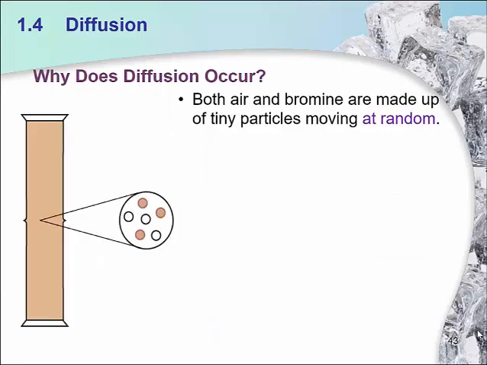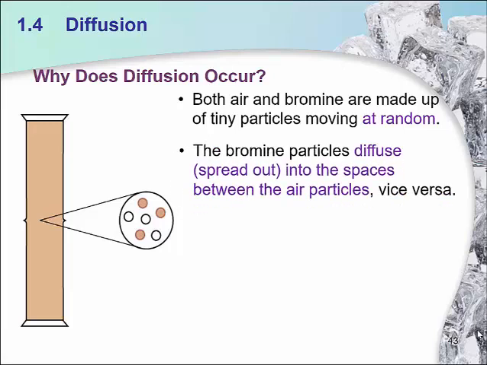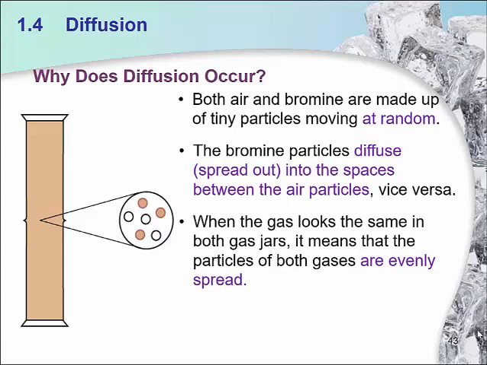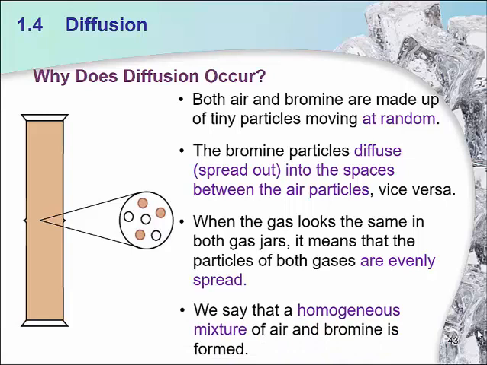Both air and bromine are made out of tiny particles moving at random, so they are in continuous random motion, and the bromine particles diffuse, spread out into the spaces between the air particles. When the gas looks the same in both jars, it means that the particles of both gases are evenly spread. So the concentration of bromine and air in both containers now are the same. We say that a homogeneous mixture of air and bromine is formed. Homogeneous means equal concentration throughout.